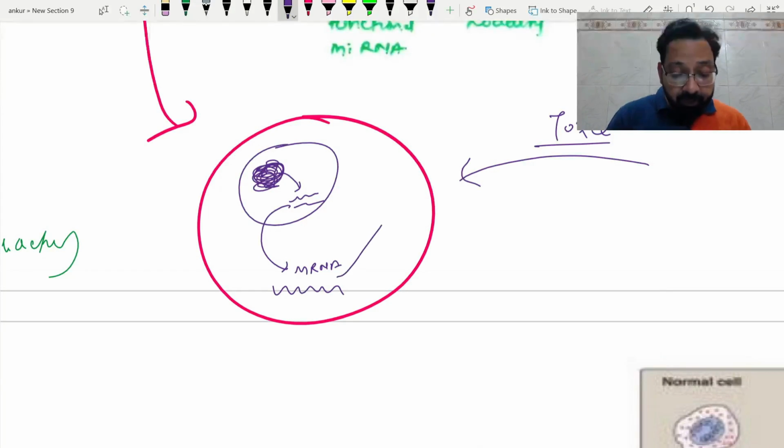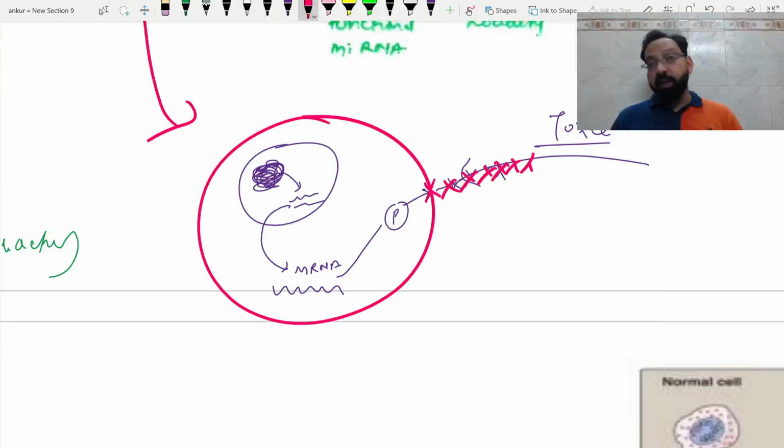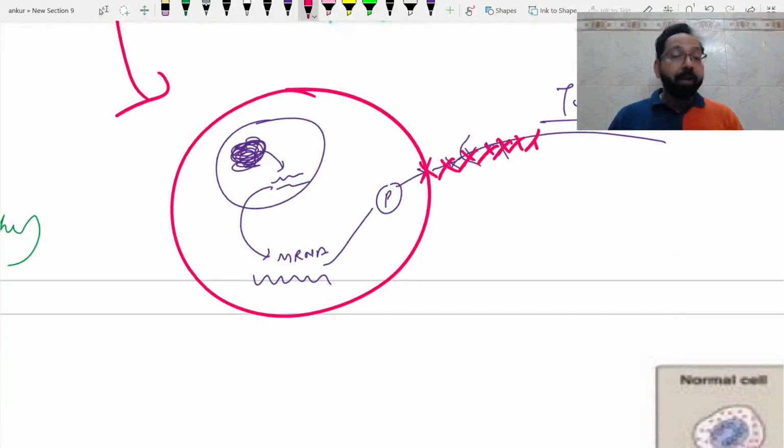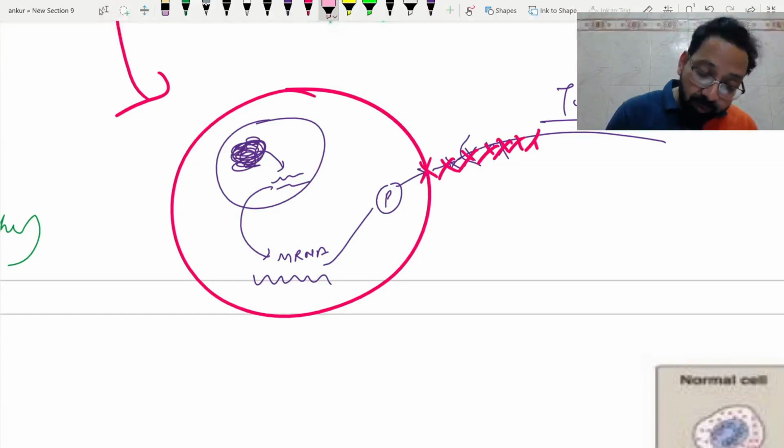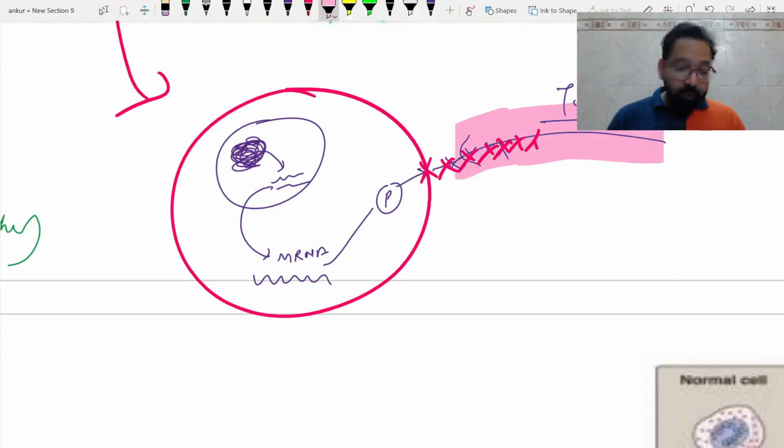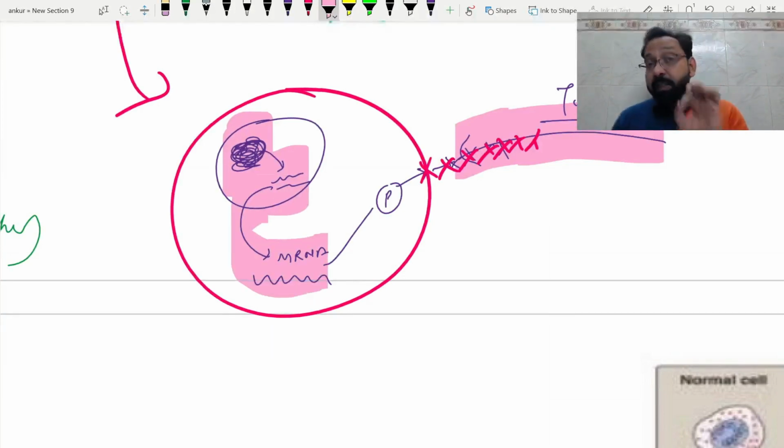This messenger RNA synthesizes protein, and protein will destroy this toxic stimulus. I told you function is done by protein. Function is done by protein. DNA can't do function, okay, most of the time. Now, what happened? This toxic stimulus came, the gene is activated, heterochromatin to euchromatin, synthesizes messenger RNA. Messenger RNA has not synthesized protein till now.